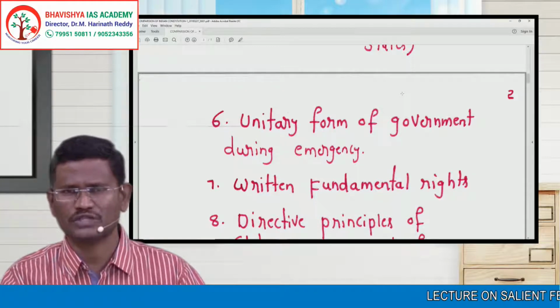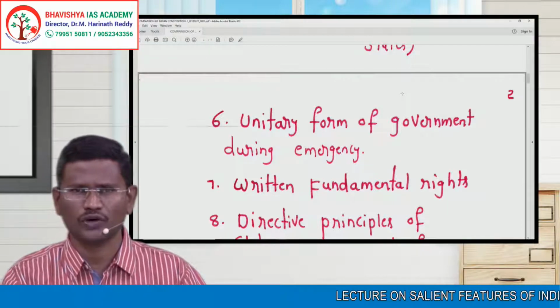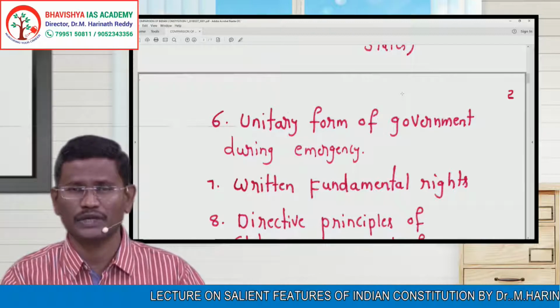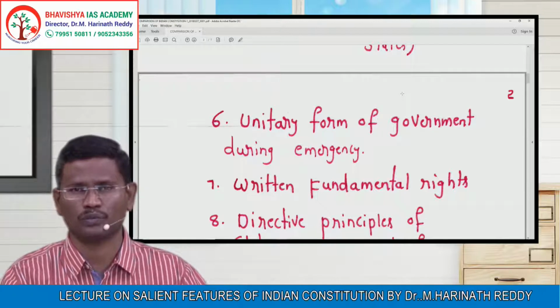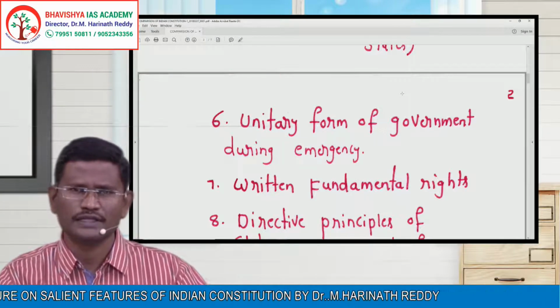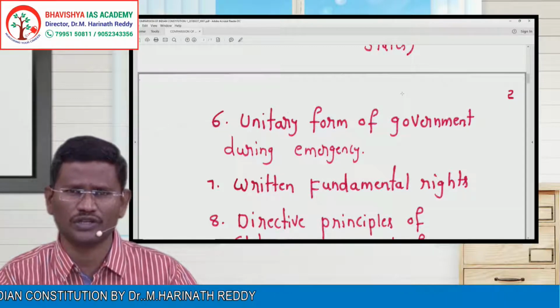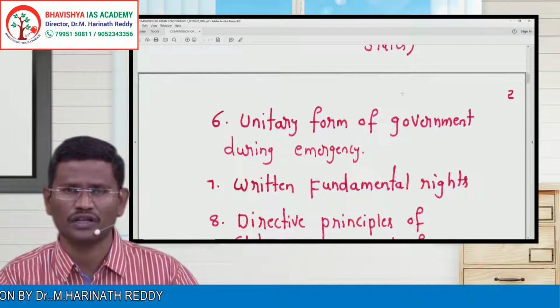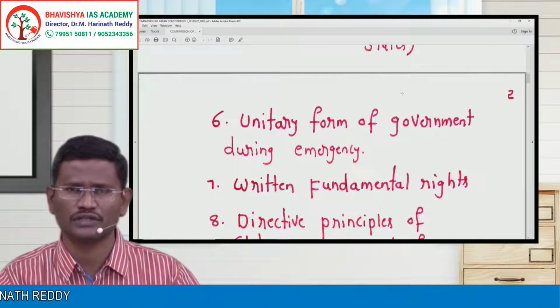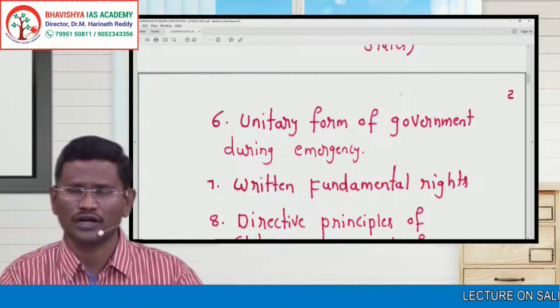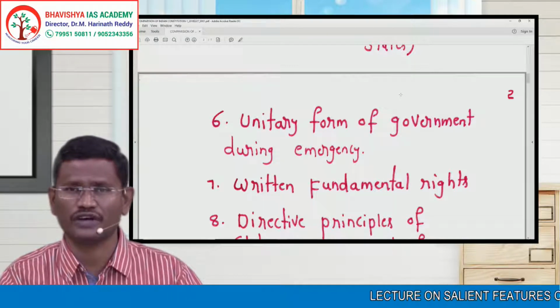The center becomes all powerful. The state governments, they exist. The state legislatures, they exist. But they are completely subordinated to the national government. So in other words, this is again a very novel feature of the Indian Constitution. See, in times of emergency, Indian Constitution becomes unitary, and during normal times, Indian Constitution is federal.